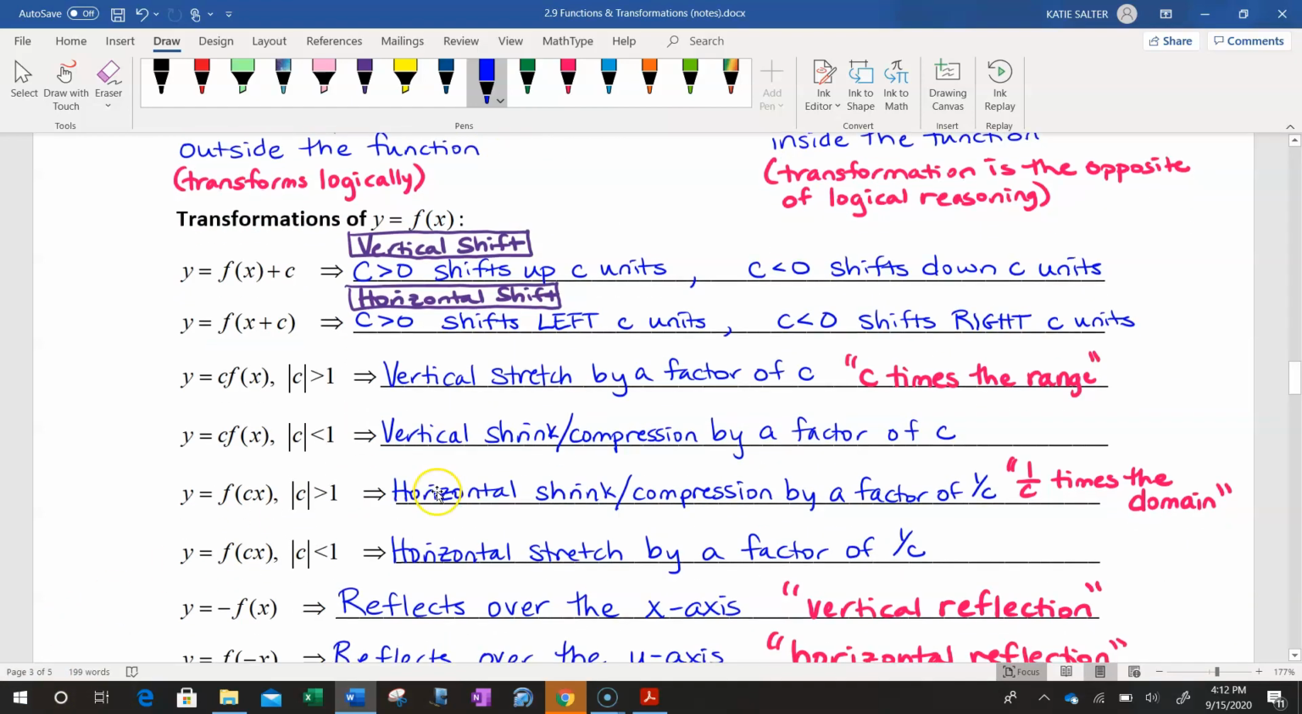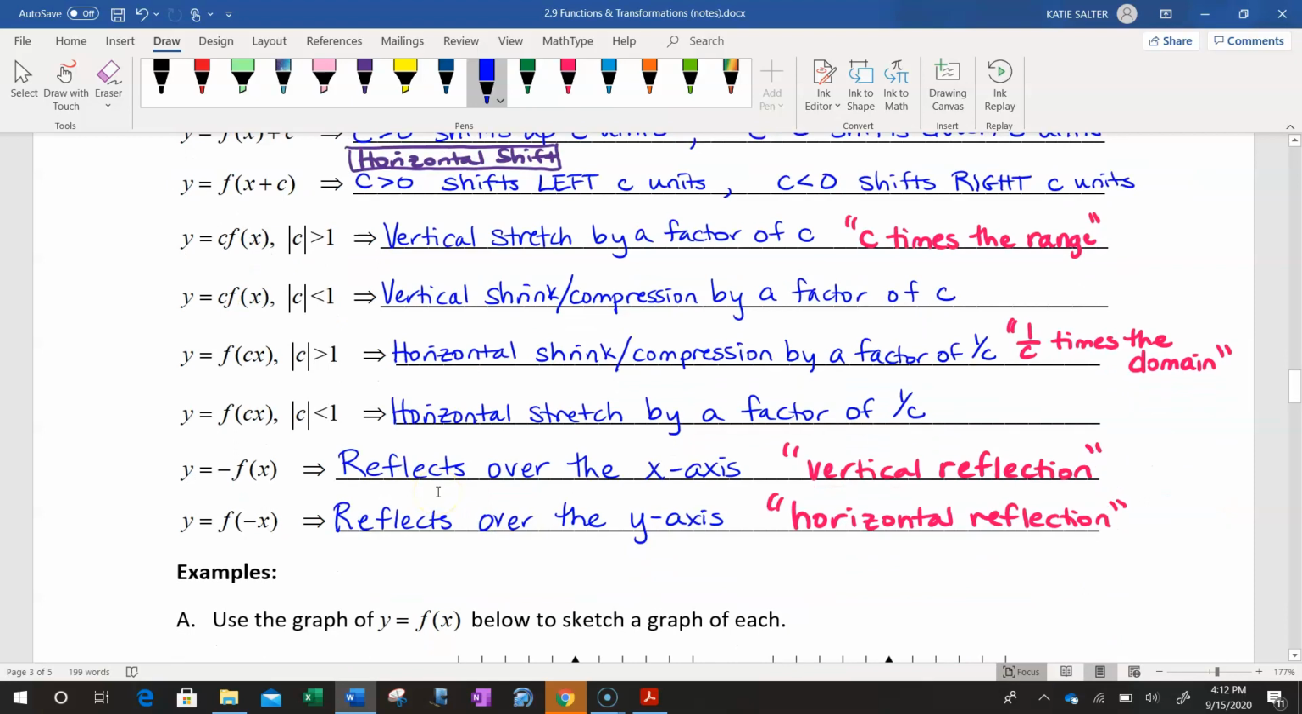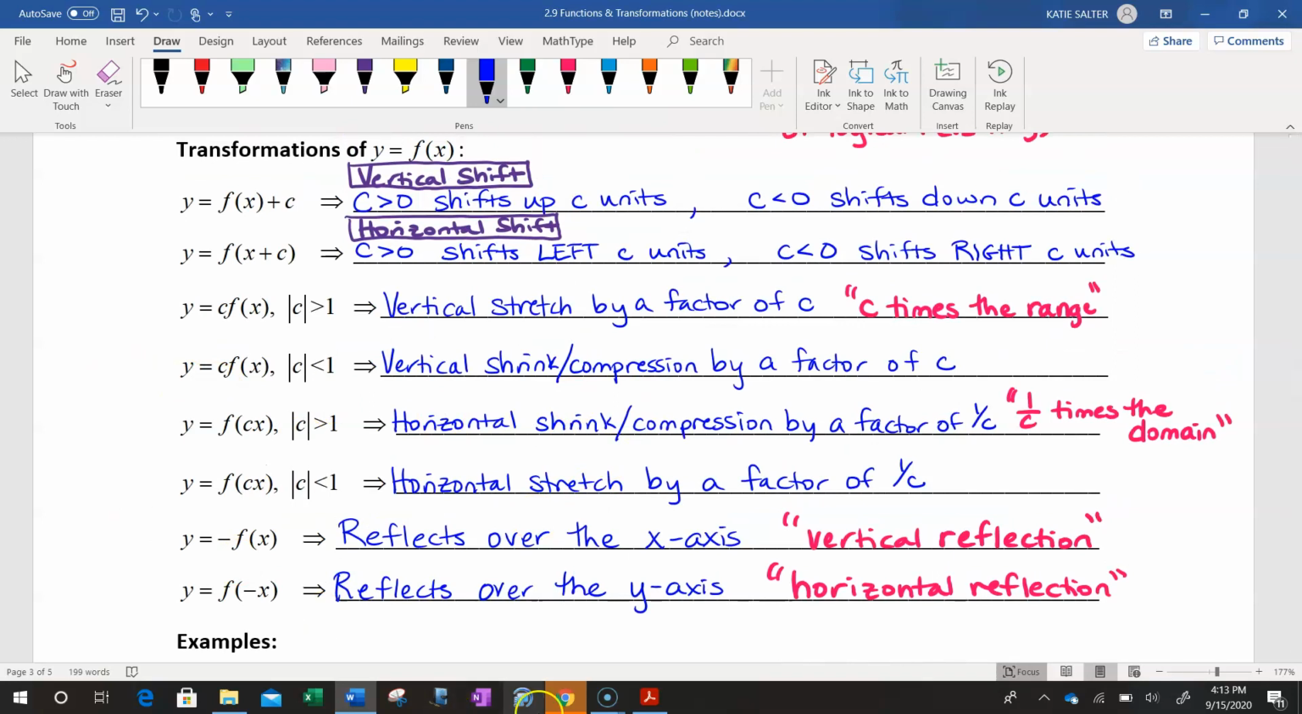So most of you are pretty good with these transformations. The one that I think is the most confusing is when we multiply inside the function, that horizontal shrink or compression or the horizontal stretch. And notice how it says by a factor of 1 over c. So it's always the reciprocal of the number that we're substituting in. To help you understand that, we're going to look at a couple of graphs.